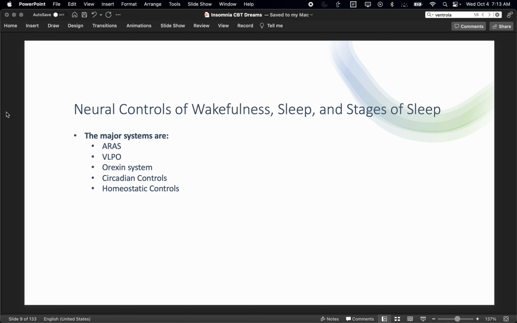So the neural controls of wakefulness, the major systems are going to be these five: the ARAS, VLPO, orexin system, circadian controls, and homeostatic controls. We're going to just briefly run through each of them.